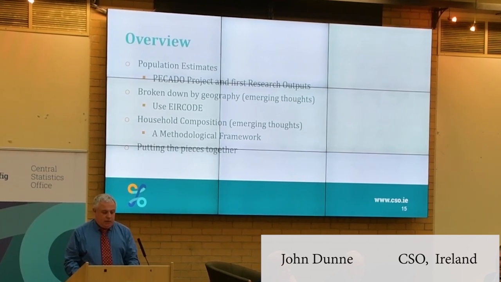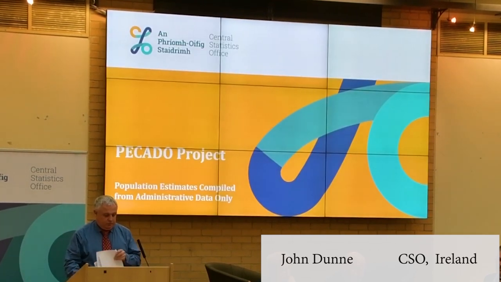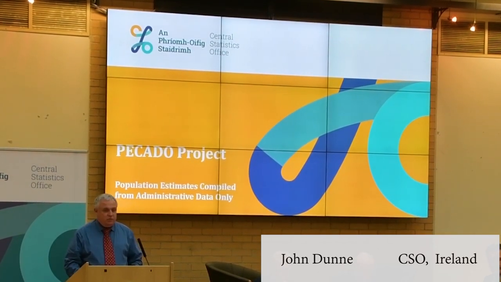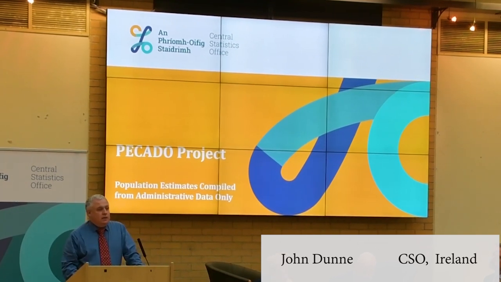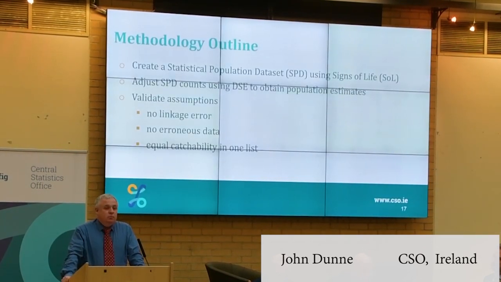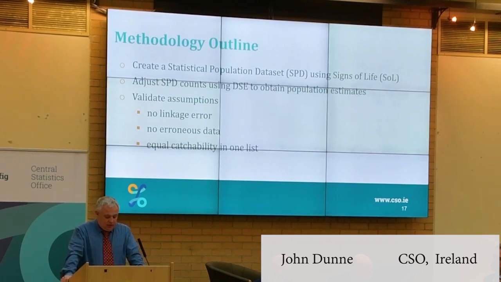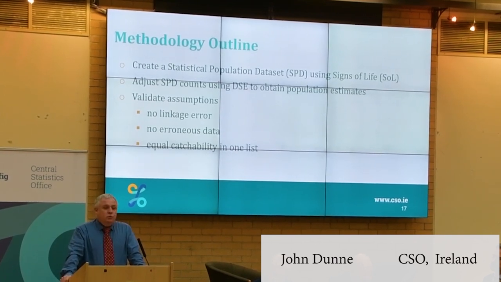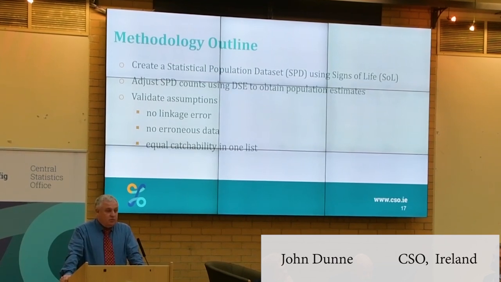So, to the PECADO project itself. Some of you will have seen some presentations on this before, but I think this is just really an update on where we're at. So in the absence of a central population register, we need to create a statistical population data set or some type of population spine. The approach we take is one based on signs of life in administration systems.